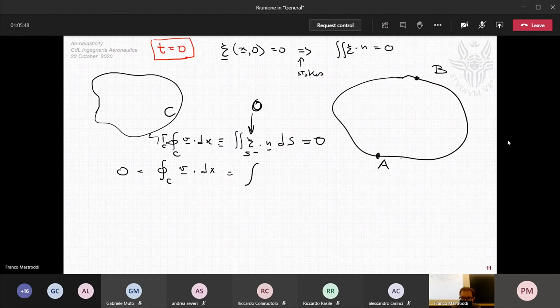Consider this region as AB, but AB in this path here, v dot dx plus the BA in this other path here.